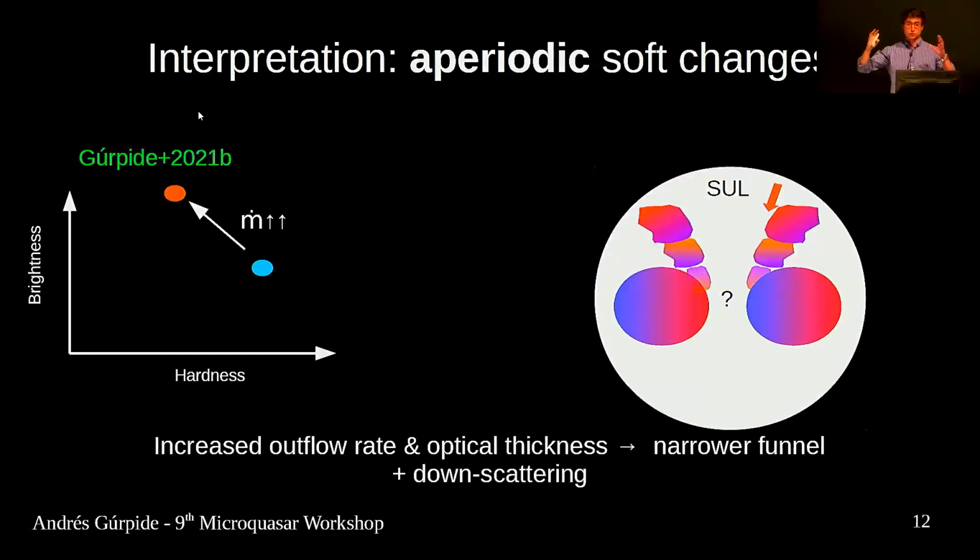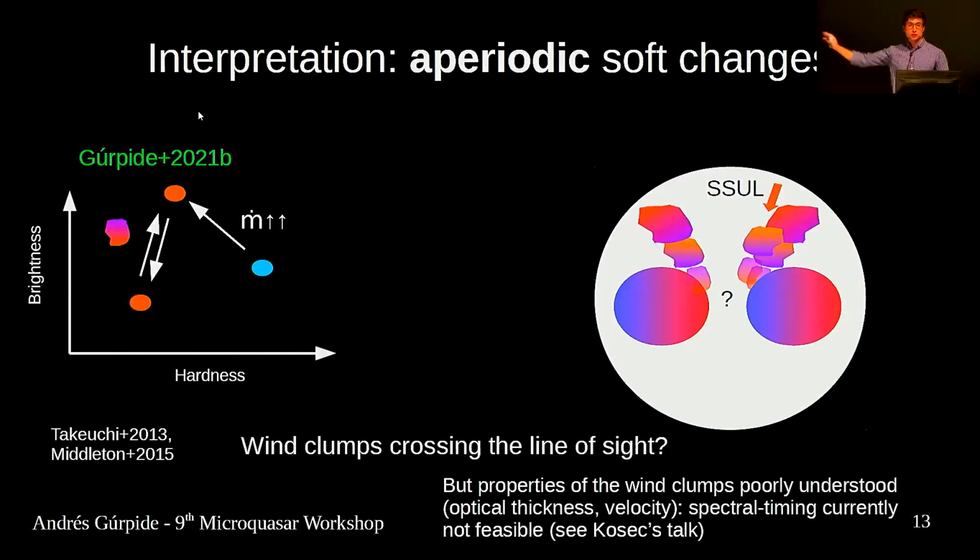the funnel is expected to narrow as more wind is pushed from the disk. This will increase the amount of downscattering, as you will have more of the wind on the line of sight. So we can understand this softening as an increase of the mass accretion rate. And now, because the wind is expected to be closer to our line of sight, it might intermittently enter the line of sight and create this rapid variability. Of course, for this we need to study the wind properties in detail to assess these claims, but as I said, these are some ideas.